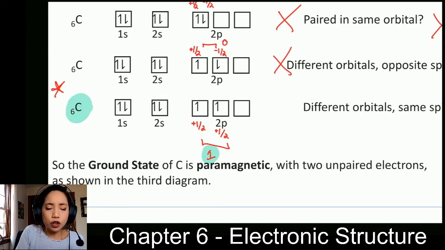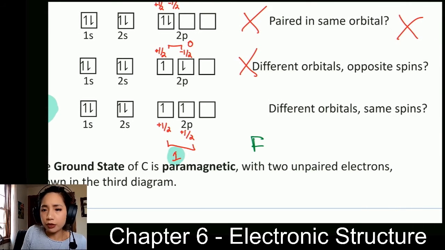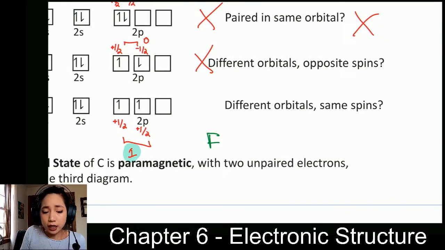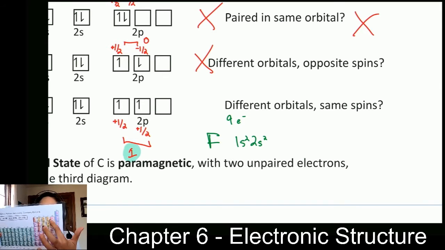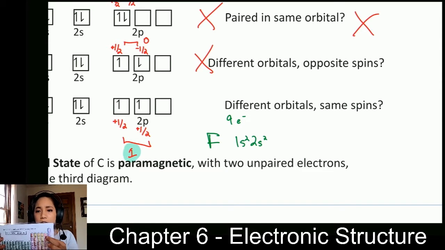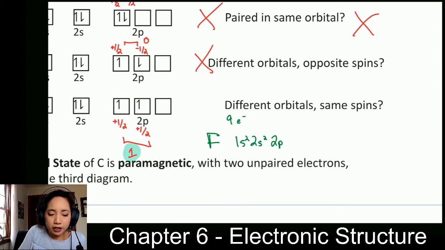Let me show you another quick example of pairing up electrons. Let's say we want to write out the electron configuration and orbital diagram for fluorine. Fluorine has 9 electrons, so its electron configuration is 1s2, 2s2, and if you look on the periodic table, it's the 5th element along the p block, so it is 2p5.